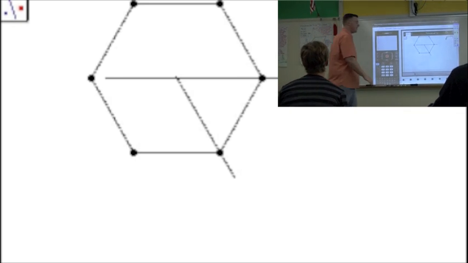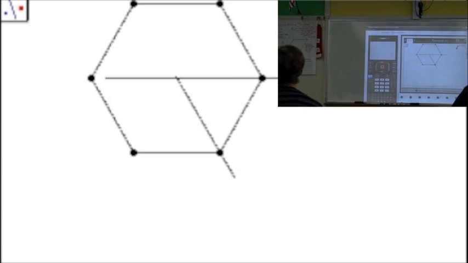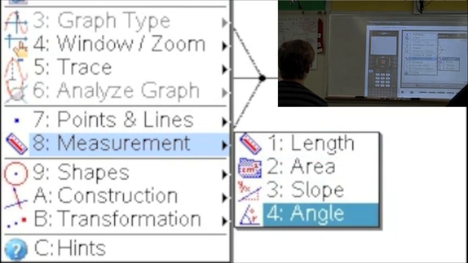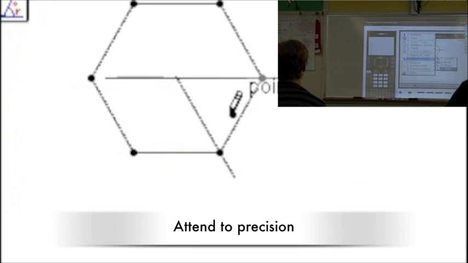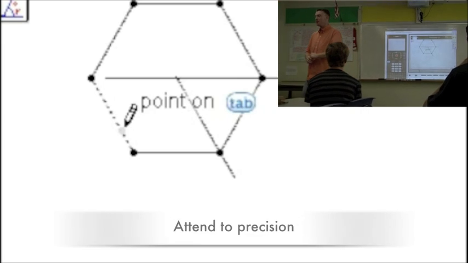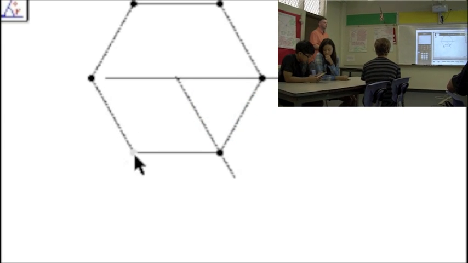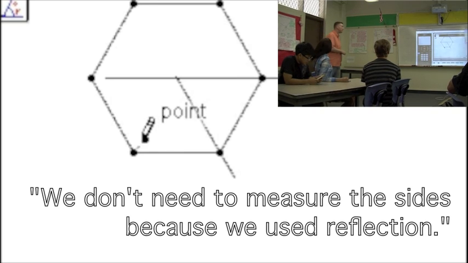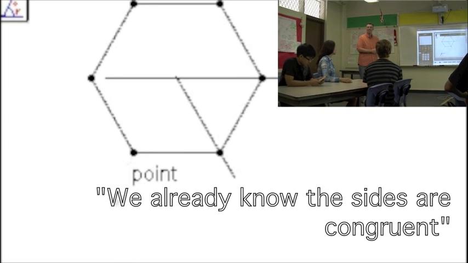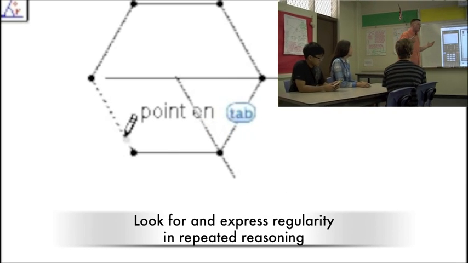Good stuff. Great. Can we measure it? Okay, good. Now, what's the only part left to do? Measure. Prove it. Just because it looks like a hexagon doesn't mean it's a hexagon. It is a hexagon. Oh, sorry, a regular hexagon. Thank you. Very precise. So, what do we need to measure? Your angles and the sides. We don't need to measure the sides since we used reflection. We already know the sides are congruent. Is that true? Yes. Works for me.